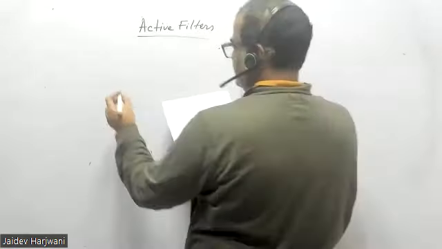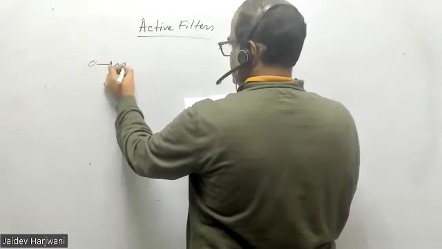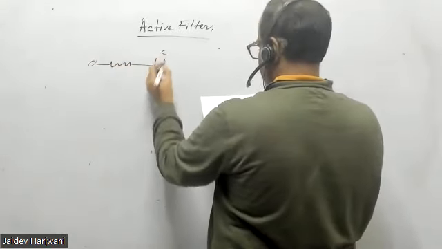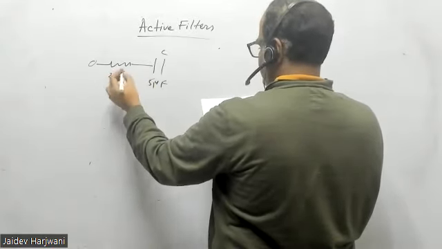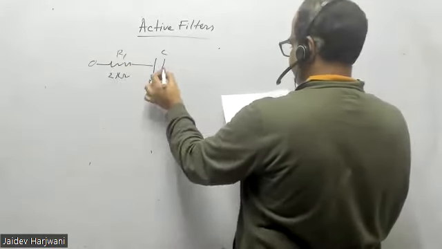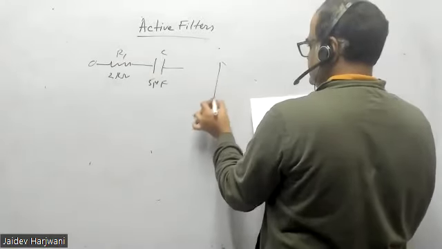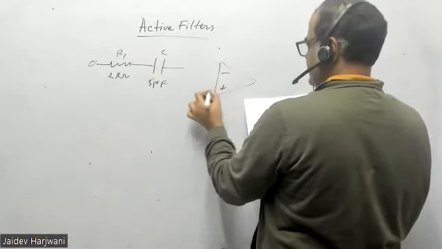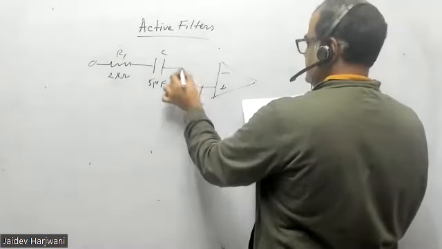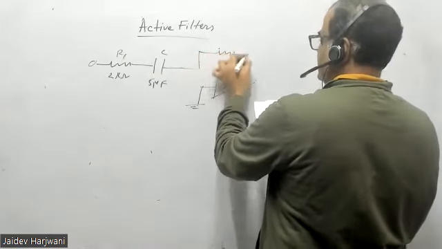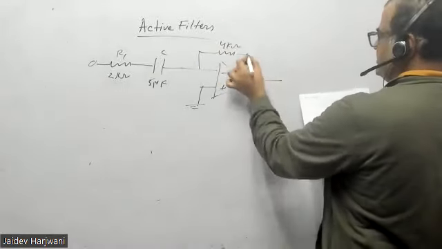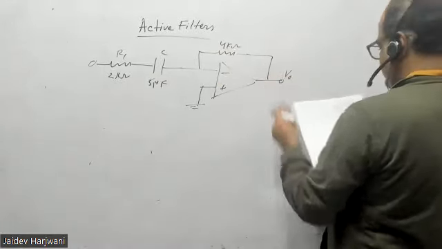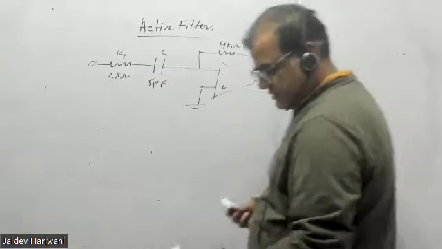So this is a nice question. This also came in exam. C is 5 microfarad, R1 is 2 kilo ohm, the op-amp has minus and plus terminals with plus grounded, and the feedback resistor is your 4 kilo ohm, with output V naught.